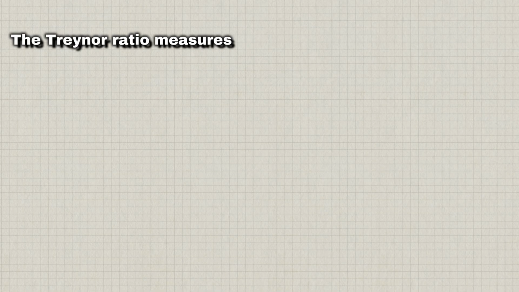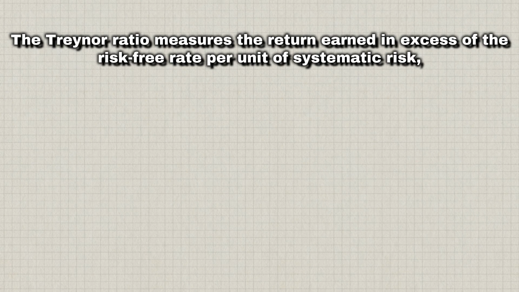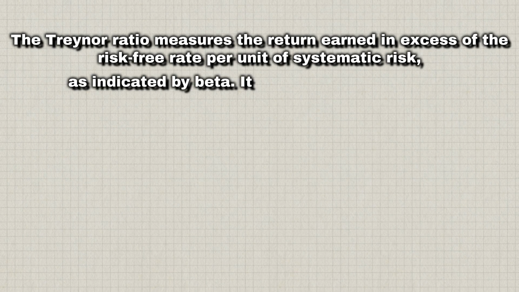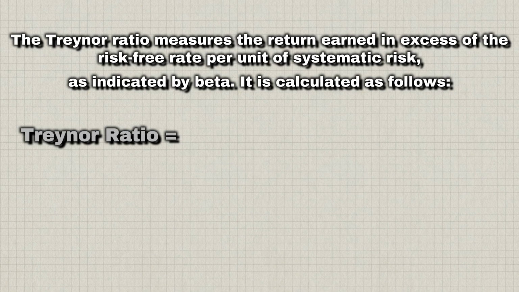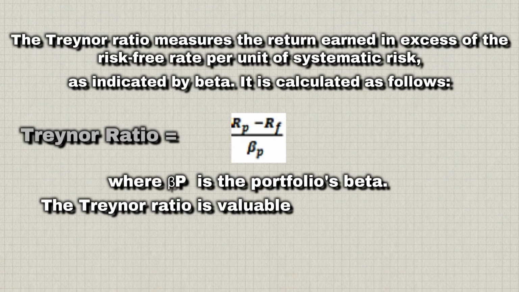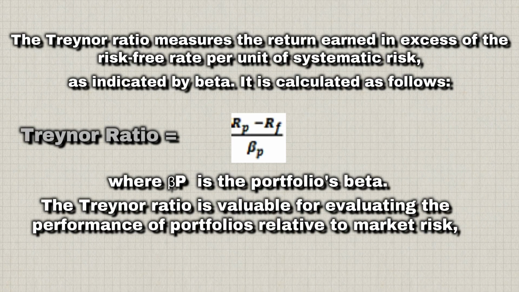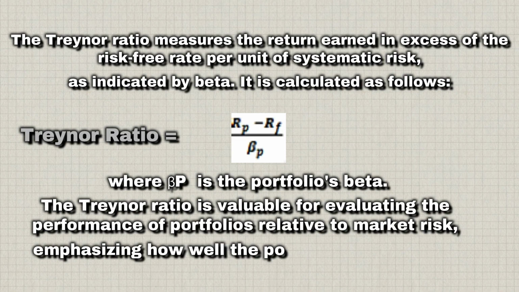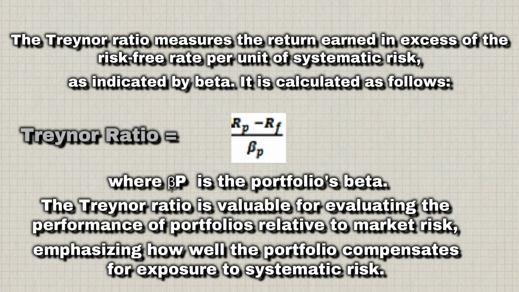Other performance measures. Treynor ratio. The Treynor ratio measures the return earned in excess of the risk-free rate per unit of systematic risk, as indicated by beta. It is calculated as follows. Treynor ratio equals (RP minus RF) divided by beta P, where beta P is the portfolio's beta. The Treynor ratio is valuable for evaluating the performance of portfolios relative to market risk, emphasizing how well the portfolio compensates for exposure to systematic risk.